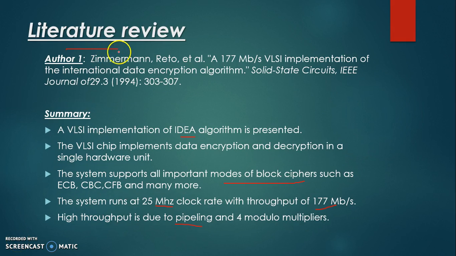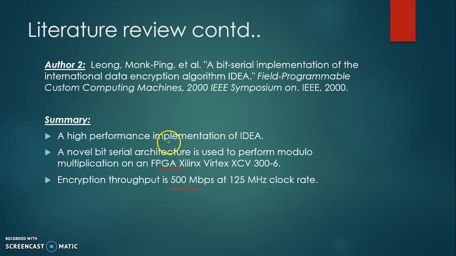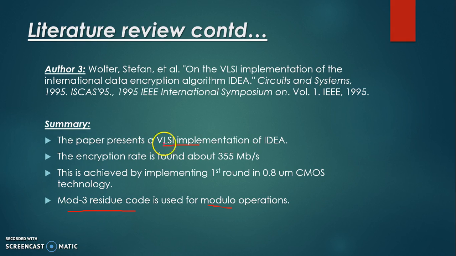For the literature review, I am comparing my processor with 3 other processors. The first processor is a VLSI implementation of the IDEA algorithm. It has a throughput of 177 Mbps and the system runs at 25 MHz. The high throughput is due to pipelining and 4 modular multipliers. The second processor is a high performance FPGA implementation of the IDEA algorithm which has a throughput of 500 Mbps, and the last paper also presents a VLSI implementation of IDEA with an encryption rate of 355 Mbps.